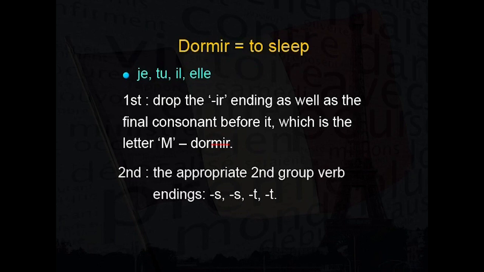Now we add the appropriate second group verb endings S, S, T and T. Here's the complete conjugation. Je dors, tu dors, il dort, elle dort. As you can see, the IR ending along with the previous consonant have been removed.